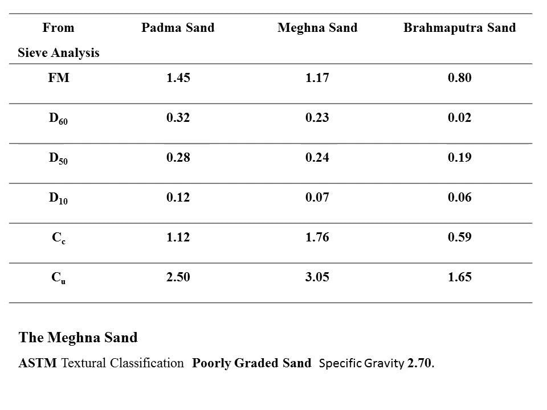We have values of fineness modulus, soil particle sizes D60, D50, D10, and also the coefficient of curvature and coefficient of uniformity. For further experiments, I chose the Meghna sand because its values are quite near those of Padma sand and Brahmaputra sand. From the ASTM texture classification, I found Meghna sand is poorly graded sand and its specific gravity is 2.7.